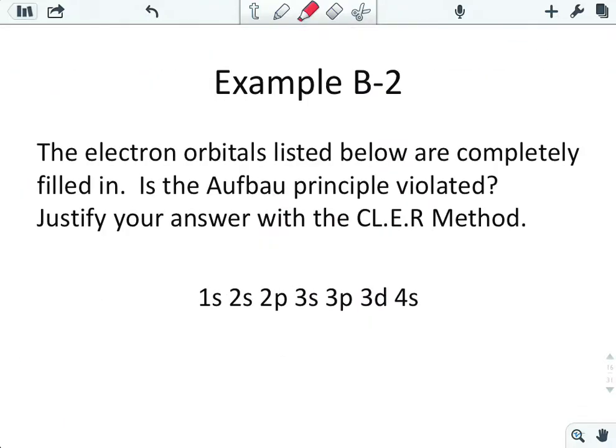Our next example says the electron orbitals listed below are completely filled. Is the Aufbau principle violated? So when we're looking at this, we're saying that it is filled in this order, going from 1s to 4s at the end. Is the Aufbau principle violated?